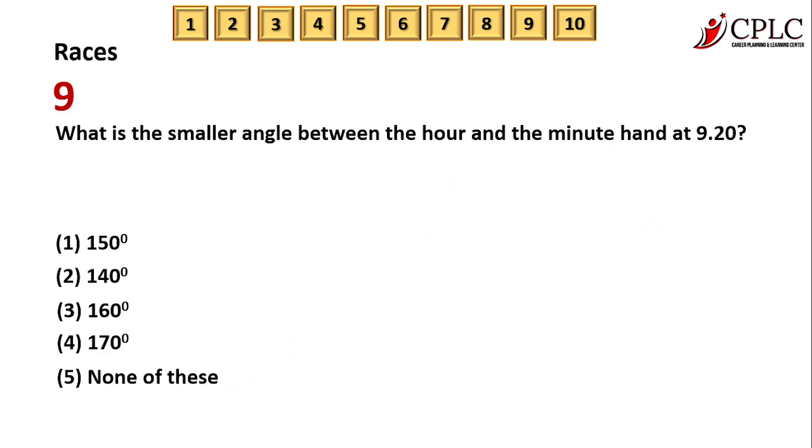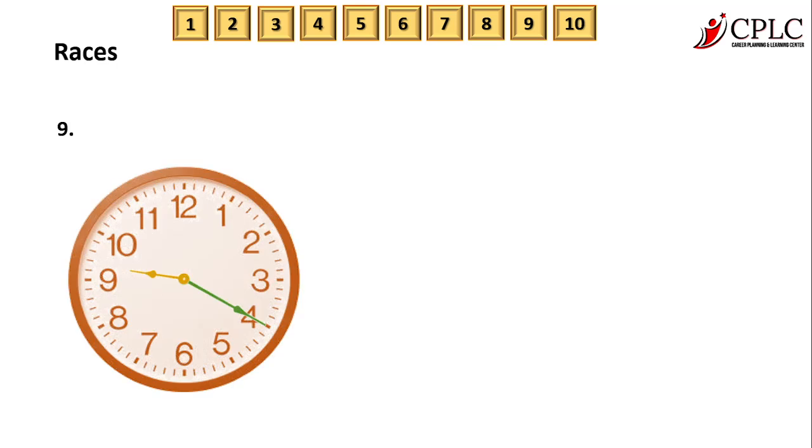Let's look at question number 9. It says, what is the smaller angle between hour hand and the minute hand at 9:20? So again, we have to find out the position at 9:20. So the hour hand is slightly above 9 o'clock, not at 9 o'clock. A lot of people make this mistake. So be very careful. Slightly above 9 o'clock is the hour hand and the minute hand is at 4.